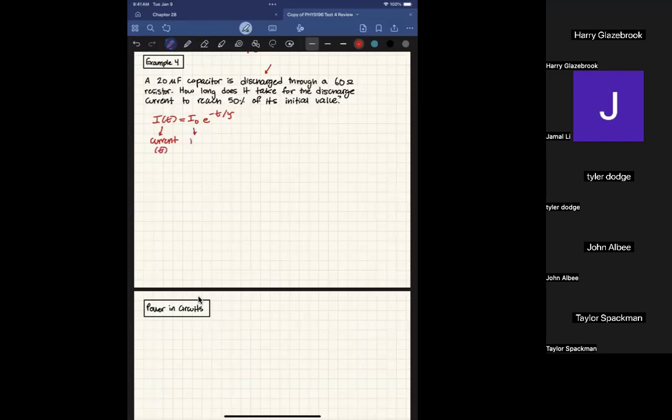This is your initial current. And then in this exponent here, t is just how much time has passed. Tau is just that constant that equals R times C.